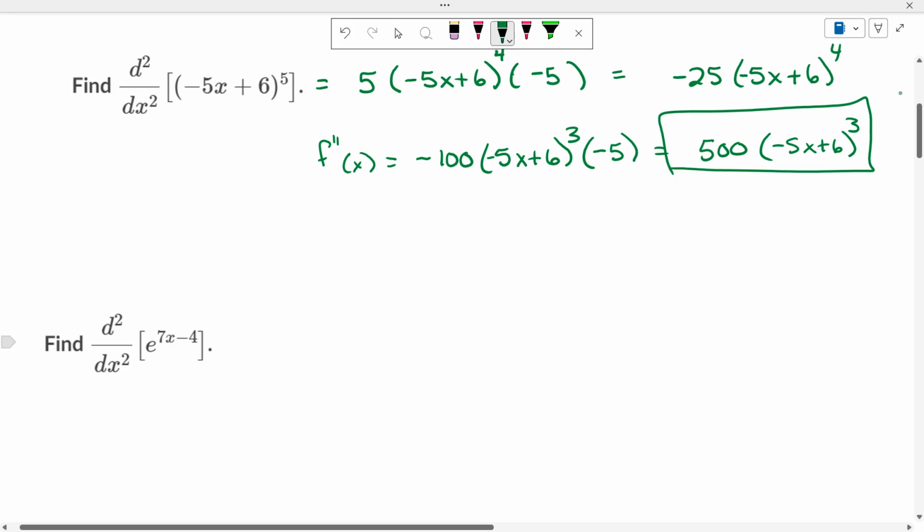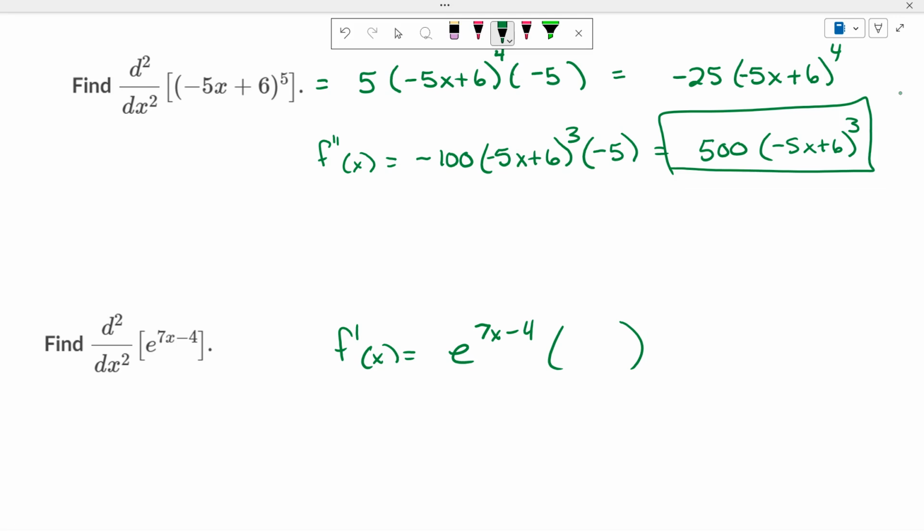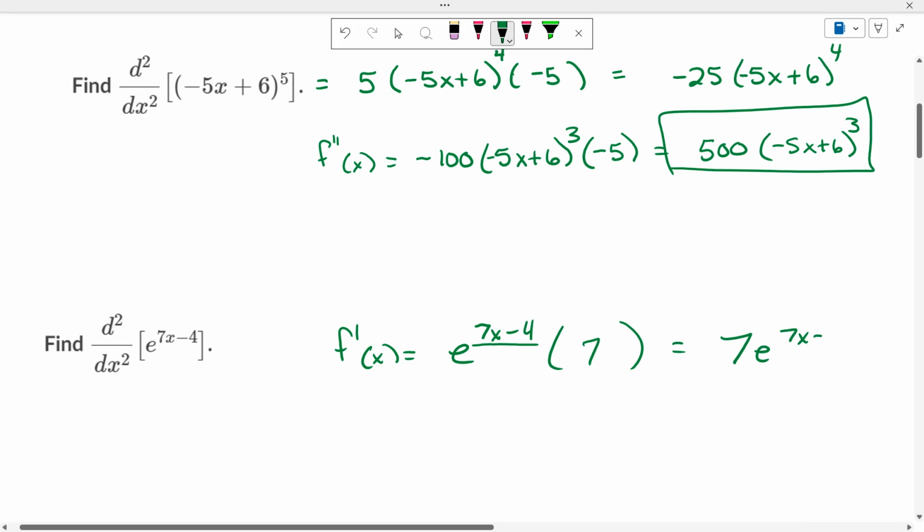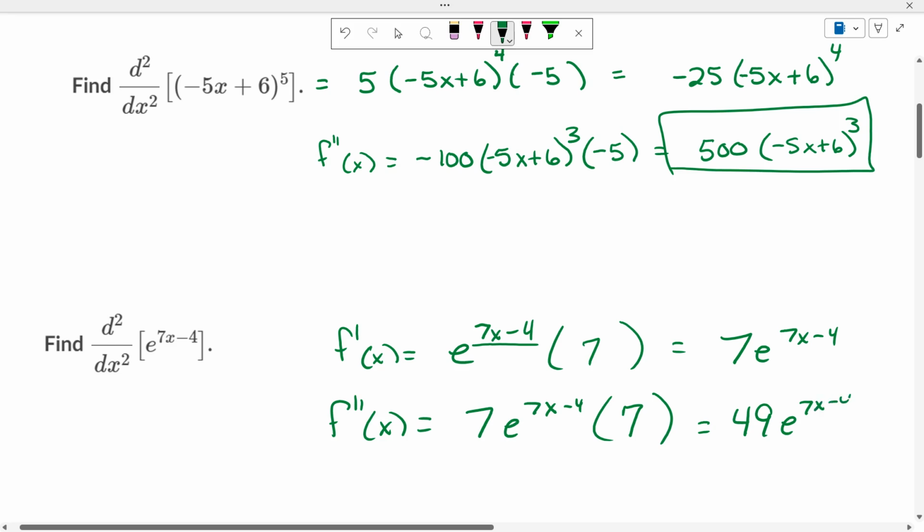All right. So what's the first derivative of e to the 7x minus 4? The first derivative of it. E to the 7x minus 4 times chain rule. Take the derivative of that. So it's 7. So the first derivative is 7 e to the 7x minus 4. So then what's the second derivative of this? Well, it's 7 e to the 7x minus 4 times 7. So it's 49 e to the 7x minus 4.